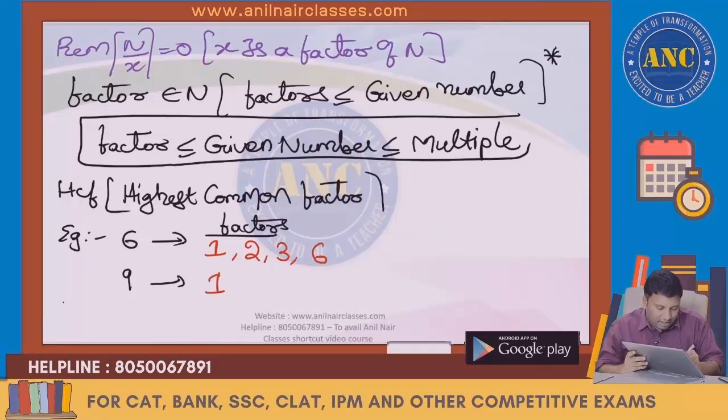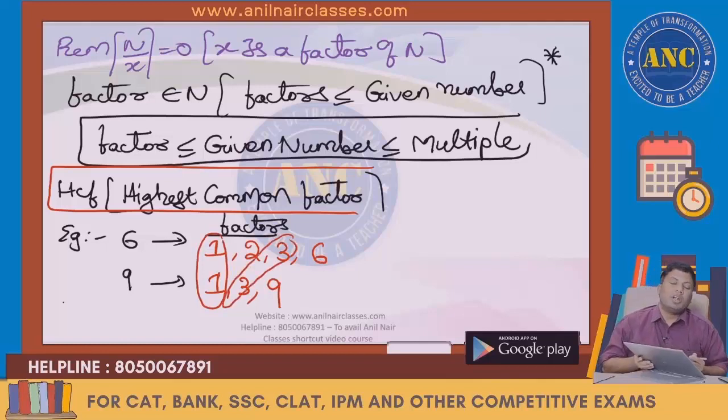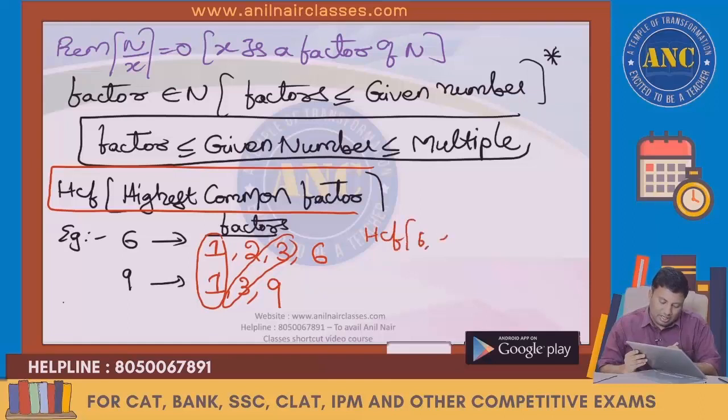Now the factors of 9: 1 is a factor of 9, 3 is a factor of 9, 9 is also a factor of 9. Highest common factor. What are the factors that are common in both? 1 is common, 3 is common. But I want the highest common factor. So HCF of 6, 9 is nothing but 3.